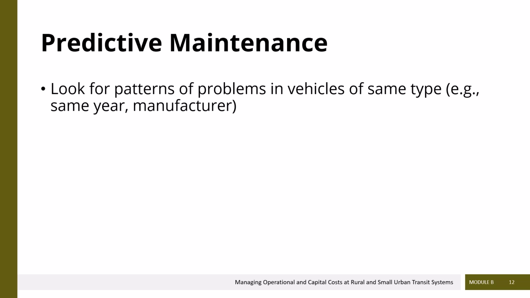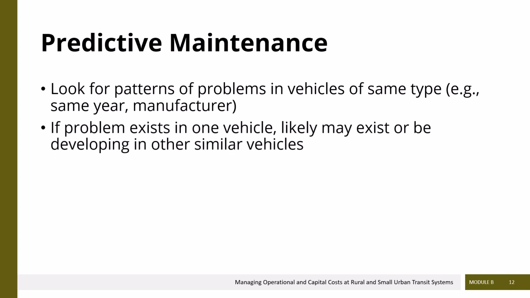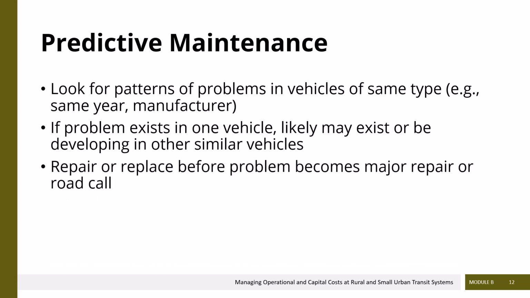What we're talking about here is simply looking for patterns of problems in your vehicles, seeing if there's any sort of pattern in vehicles of the same type, for instance, vehicles with the same year, make, or manufacturer. And if there is a pattern of problems, for instance, maybe widget X seems to be breaking on the vehicles that were all your 2022 vehicles made by manufacturer A. If you see a pattern starting, it's possible that there might be similar problems in vehicles of the same type. So it might make sense to try to repair or replace that issue before the problem becomes a major repair or a road call.